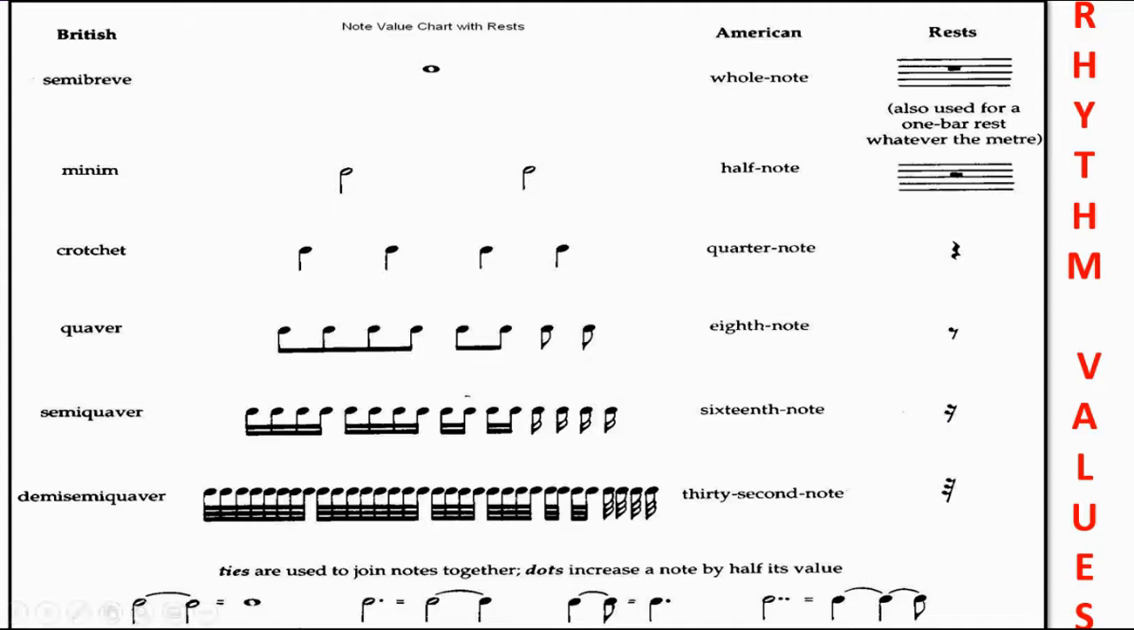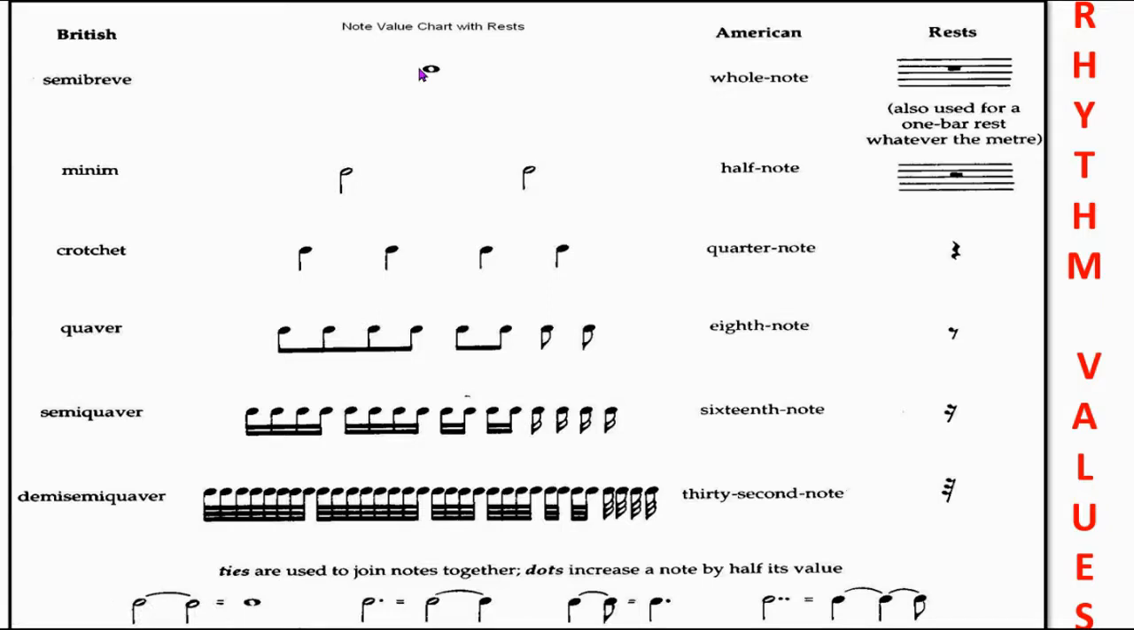Now, the last one, which is actually the smallest one, is the 32nd note, and it means that you have 32 small notes if you want to be equal to one whole rest. How is it if I'm counting?